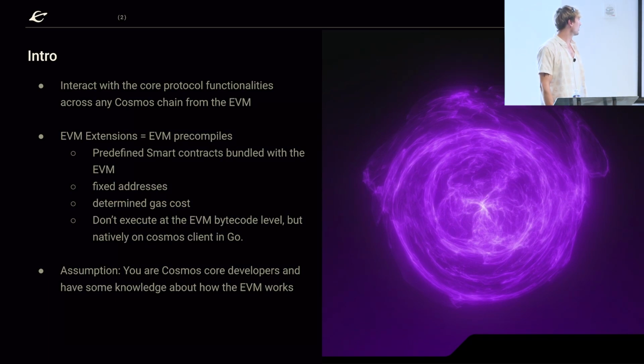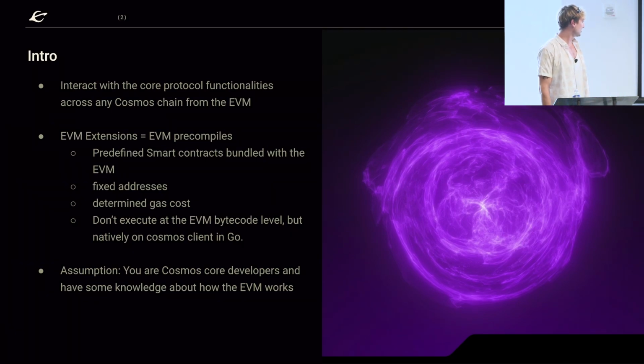It's essentially the same. EVM extension is just a different wording, a different brand. What they are is predefined smart contracts. They're bundled with the EVM. This means you basically have an interface, a smart contract at a fixed address. You can also determine your own custom gas cost. And like I said, you don't execute this logic on the EVM bytecode, but rather natively on the Cosmos client. So you can actually put the implementation into Go. Any Cosmos core engineer will easily be able to use this and still be compatible with the EVM.